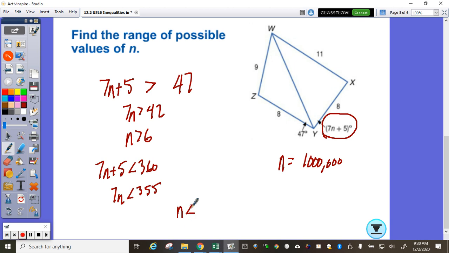What is it? Give me the decimal. 50.7. So then we're saying n has to be less than 50.7, and n has to be greater than 6.